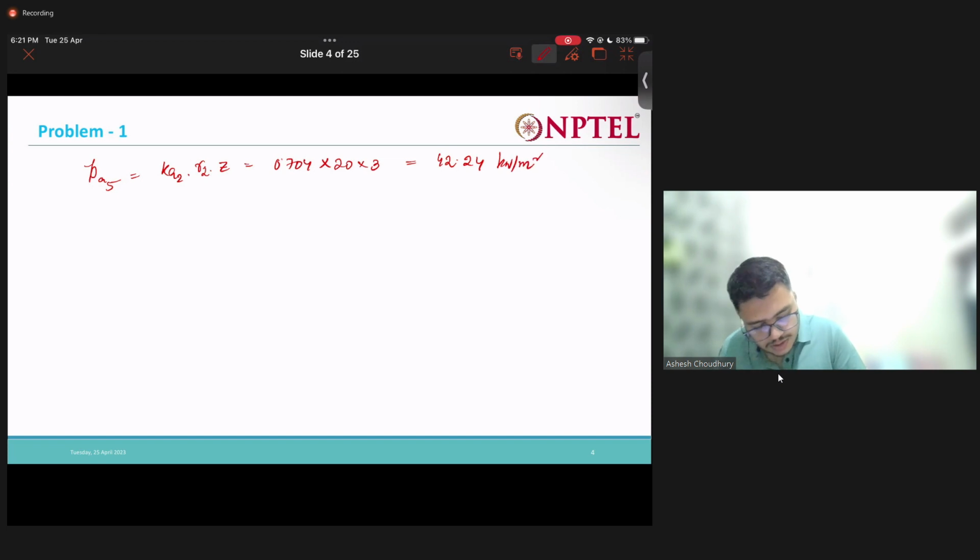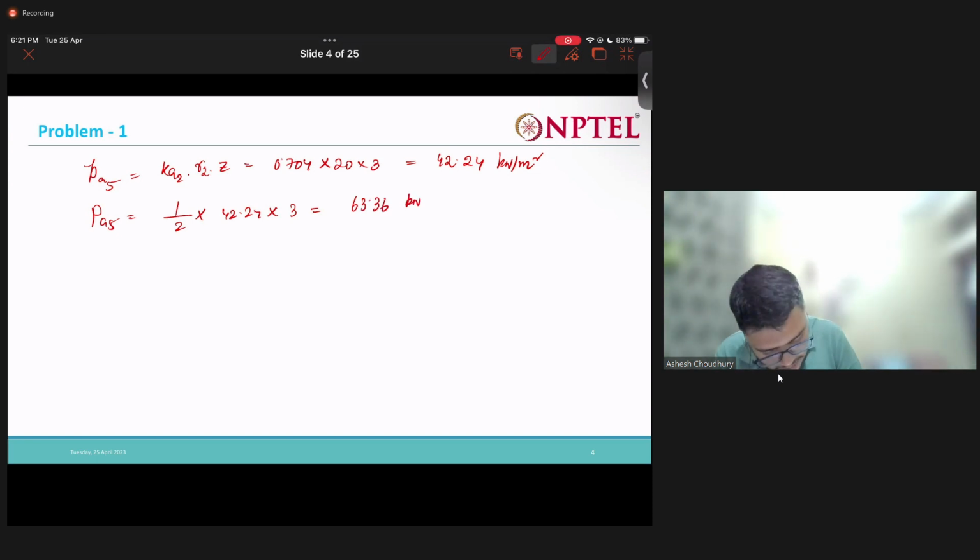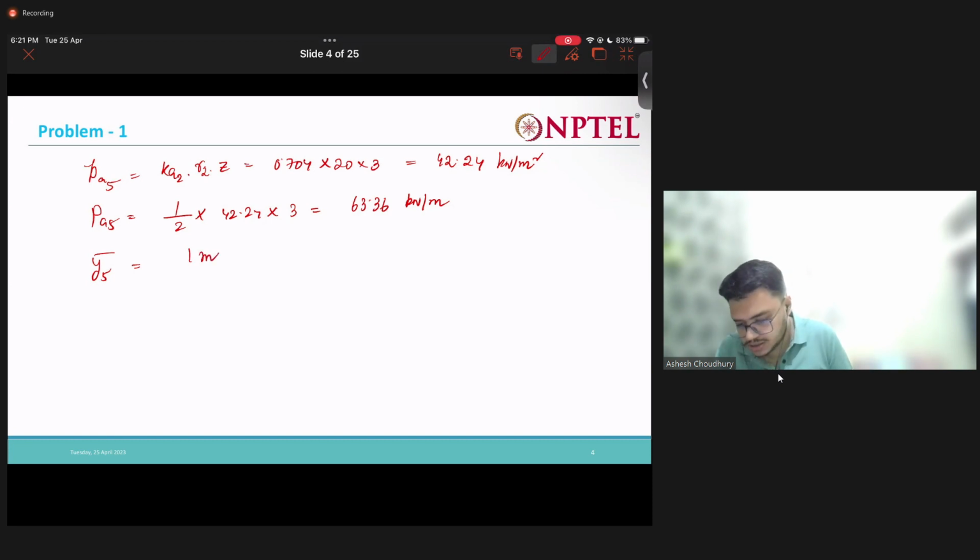kilonewton per meter square. So capital Pa5 will be nothing but the area, so half into 42.24 into the height 3, nothing but 63.36. Okay, so we got Pa5 and it's acting at 3 by 3, so 1 meter from the base, right?